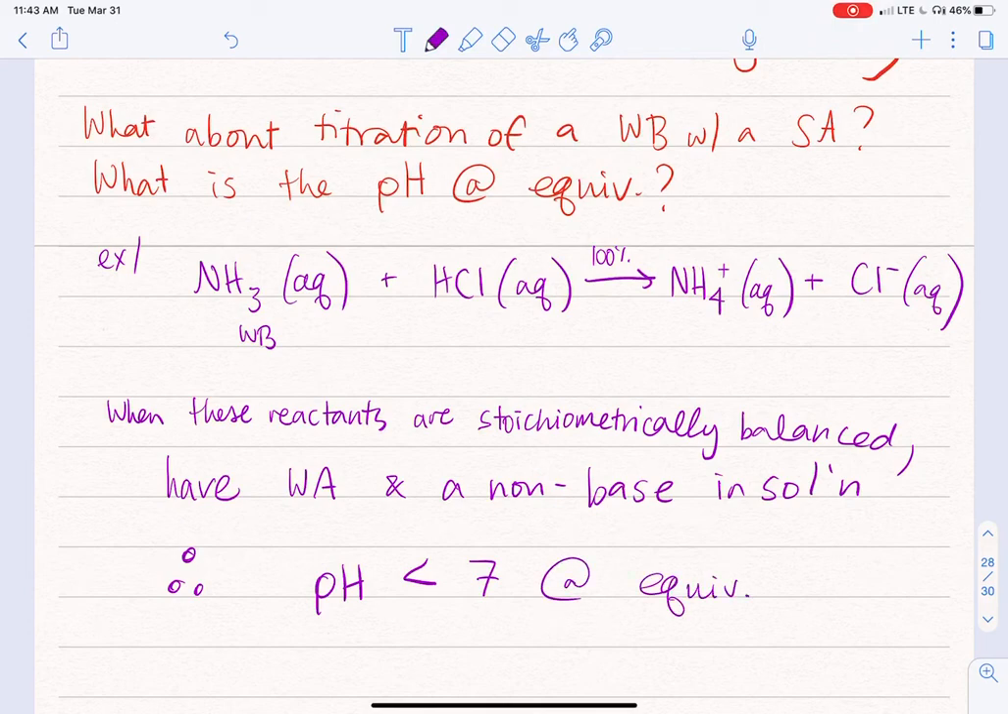And this is going to be true in any titration of a weak base with a strong acid. So any strong acid, weak base titration is going to give you a pH less than 7 at equivalence because you simply are going to have the weak acid created in solution from that reaction.